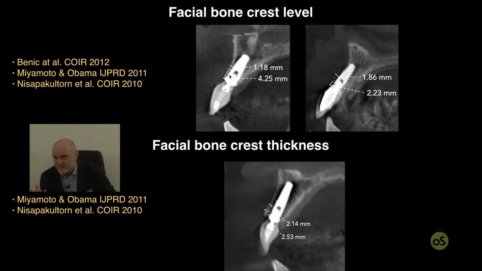You have to make a cone beam. But why do you have to make a cone beam if the patient is perfect? If the patient does not have any gingival recession, if the soft tissue margin is in the right position, why do we have to make a cone beam?